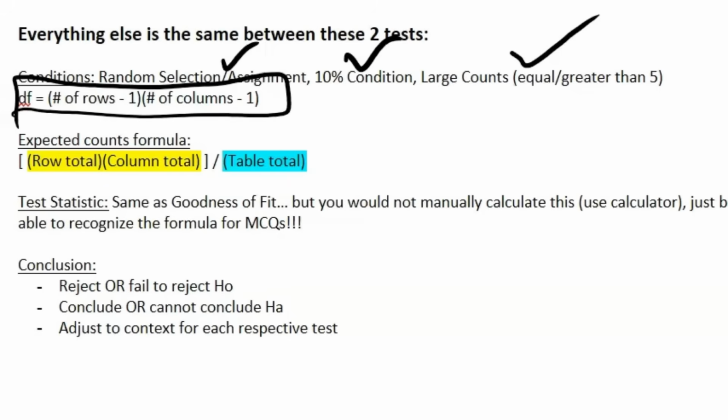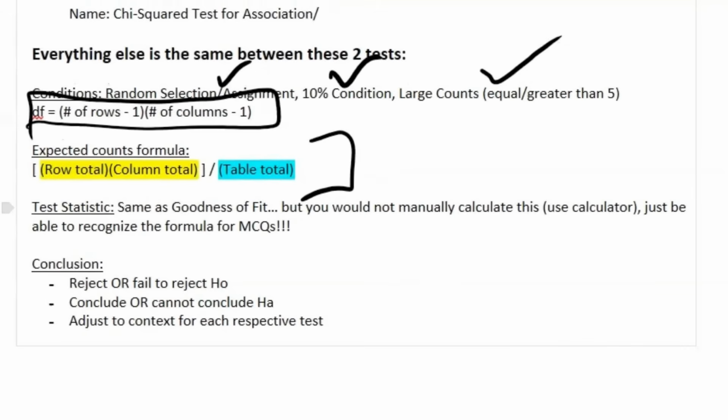Now you can plug this into your calculator and use matrices to get it done, or you can just use this formula. You can pick either way. There's really no better way to do it in this case, which is your row total times your column total, all divided by your table total, okay? Your test statistic is the same as your goodness of fit. Again, don't manually calculate it, right? It's just good to know that formula in case it shows up on a multiple choice for some reason, which is very, very unlikely because this unit is very, very unlikely to show up.